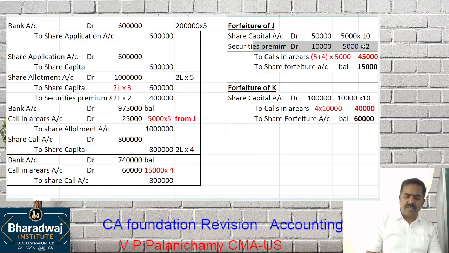The difference is here we debit the premium because that person has not paid the allotment, not collected. Of course, we have not collected premium, so cancel premium also. For K, we are not cancelling premium. Why are we not cancelling premium? He has paid allotment money, only the final call not paid.